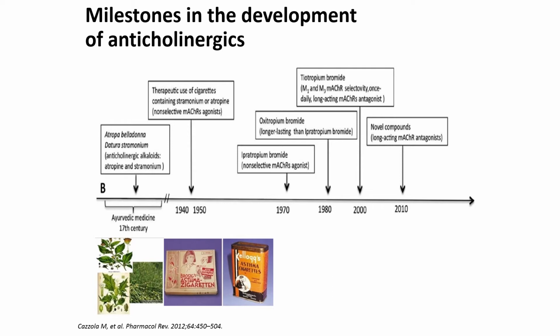When the Europeans came to India, they saw that in Ayurveda we are using Dhatura for the treatment of bronchial asthma. So what they did, they manufactured cigarettes containing Dhatura, and they started selling it as a treatment for bronchial asthma.